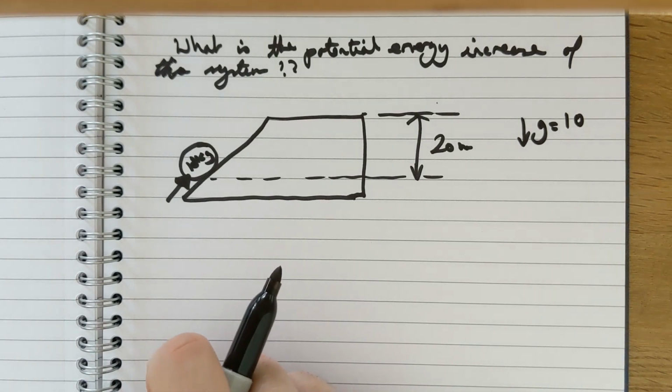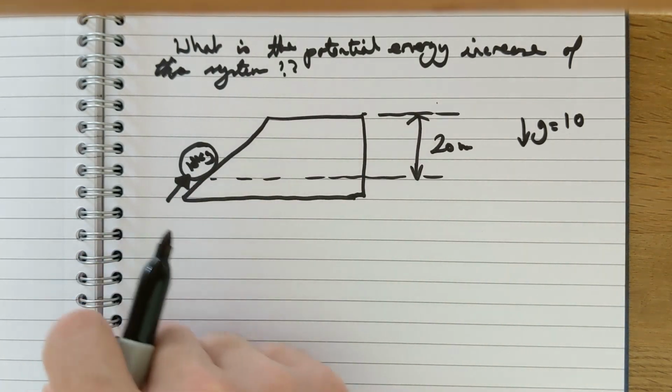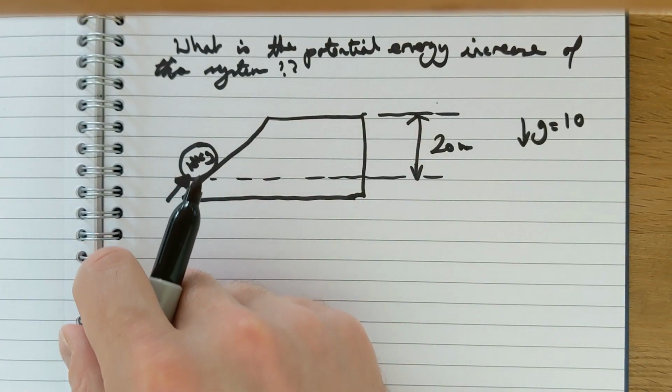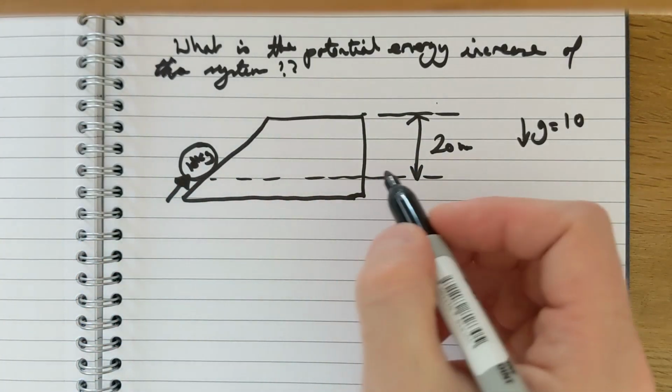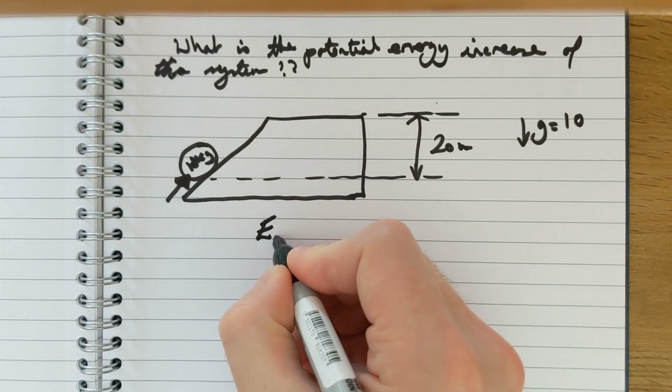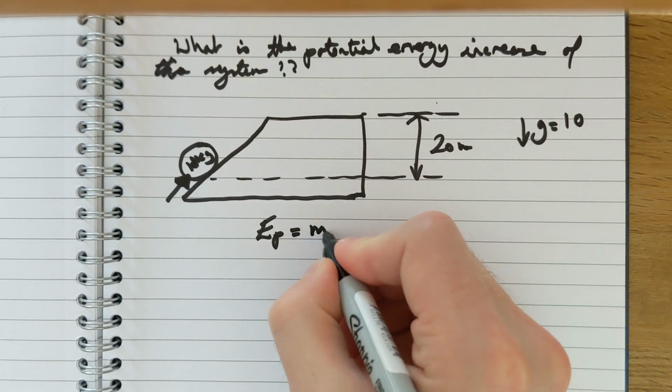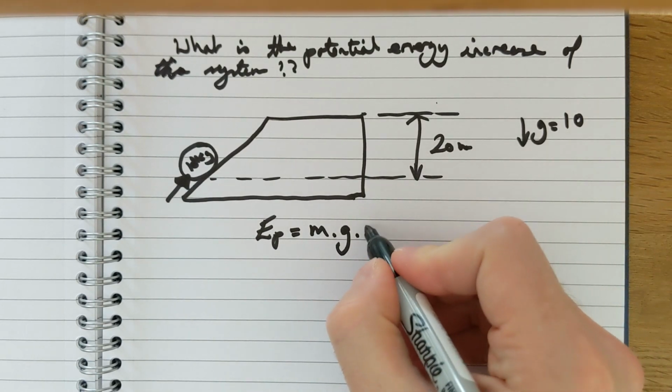Now, first thing we need to decide is what equation defines this whole system. What equation are we going to use to describe this whole system? And it's a trivial one that most of you will be aware of. Potential energy equals mass times gravitational force times height.